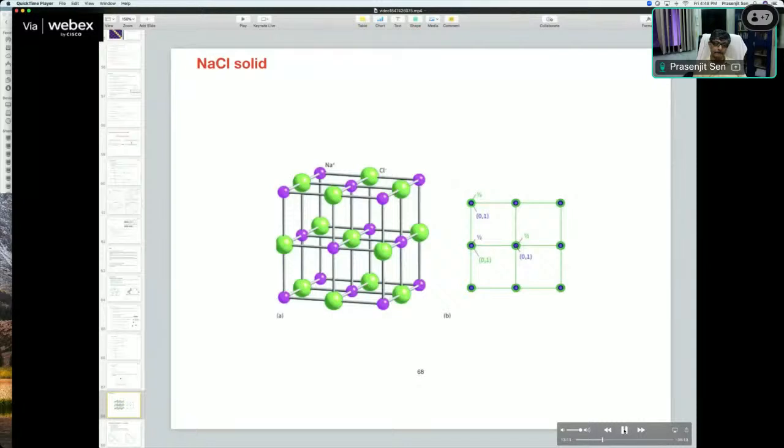So if you look at this figure carefully, long enough, you will easily figure out that the green spheres, which are the chlorine atoms, form an FCC lattice, and similarly the purple ones, which are the sodium atoms, also form another FCC lattice, but they are displaced with respect to each other.